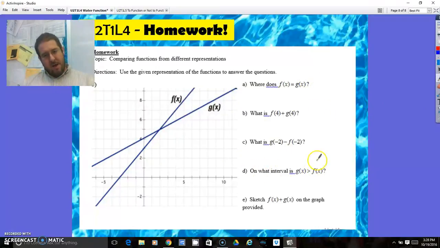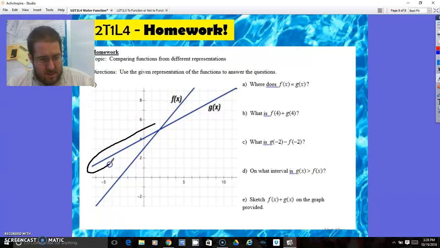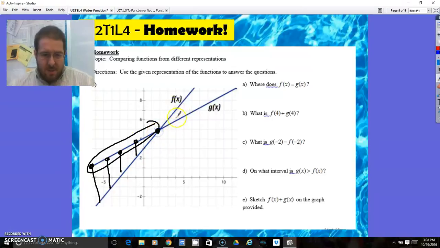On what interval is g of x greater than f of x? Notice that g of x is above f of x right here. It's still above right here, still above right here, still above right here. Right here is when they become the same. Now g of x is below. We can assume that f of x is going to continue in that same manner. So this piece represents the entire time when g of x is above f of x.